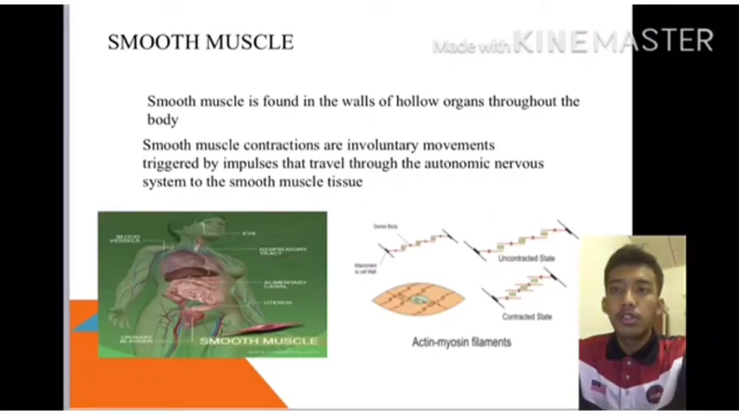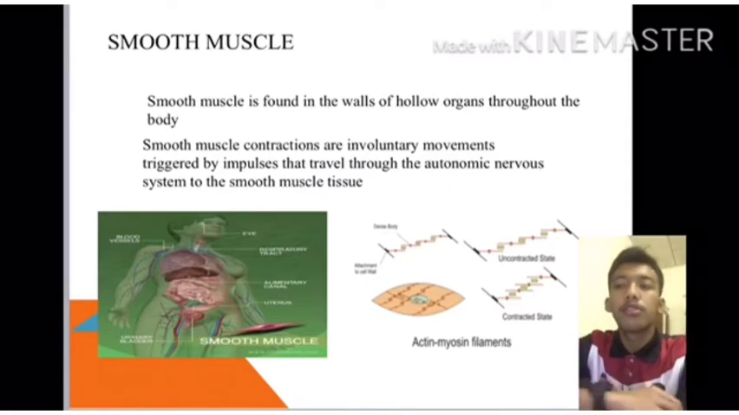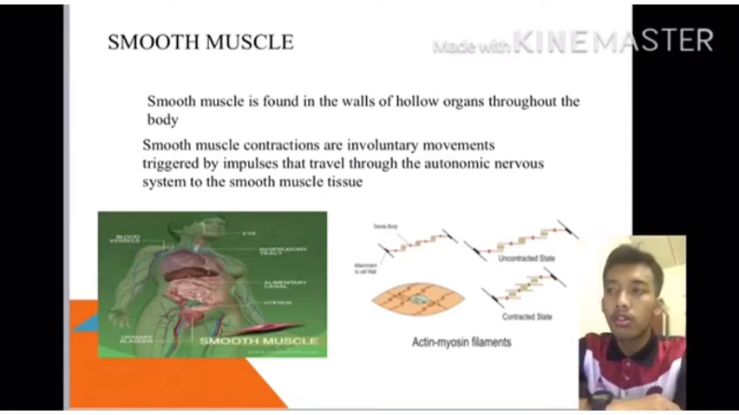This is for smooth muscle. Smooth muscle is found in the walls of hollow organs throughout the body. Smooth muscle contractions are involuntary movements triggered by impulses that travel through the autonomic nervous system to the smooth muscle tissue.